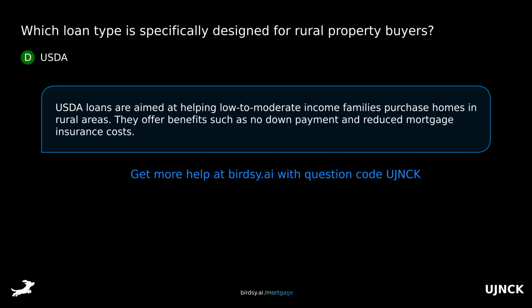USDA loans are aimed at helping low to moderate income families purchase homes in rural areas. They offer benefits such as no down payment and reduced mortgage insurance costs.